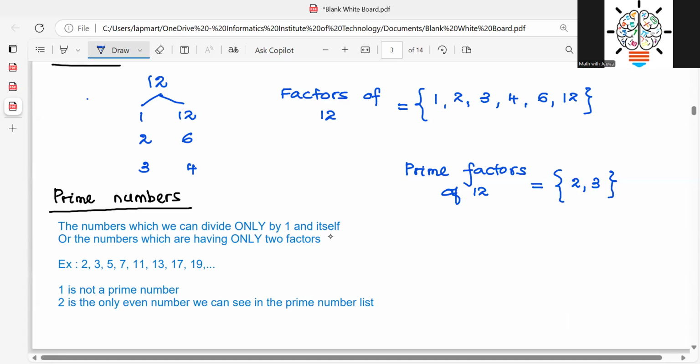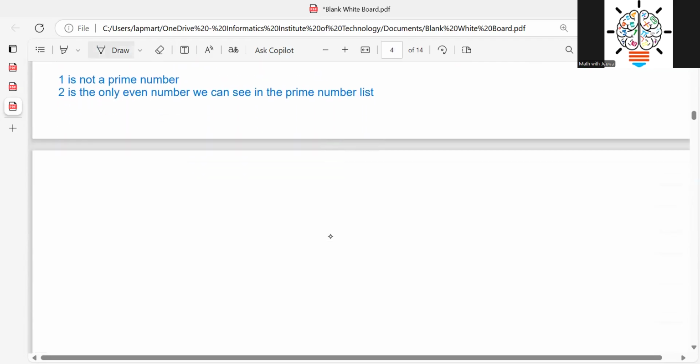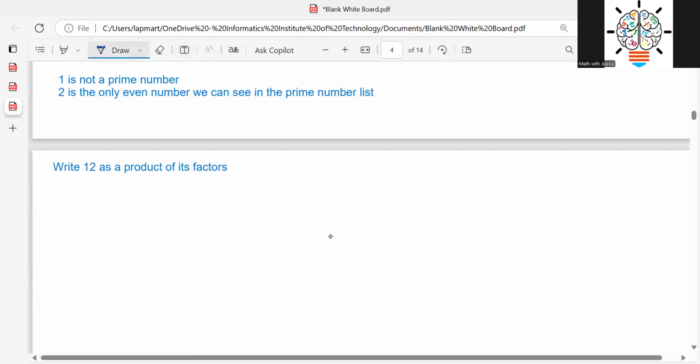But if by any chance they have asked you to write the prime factors of 12, you write it as 2 and 3. Now I will get another version of this. Sometimes they will ask, write 12 like this. They ask us to write 12 as a product of its factors, right? You get this kind of question. When you get this kind of question, how are you going to write?